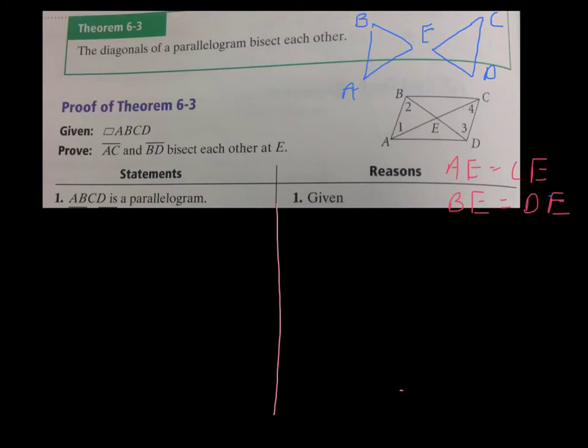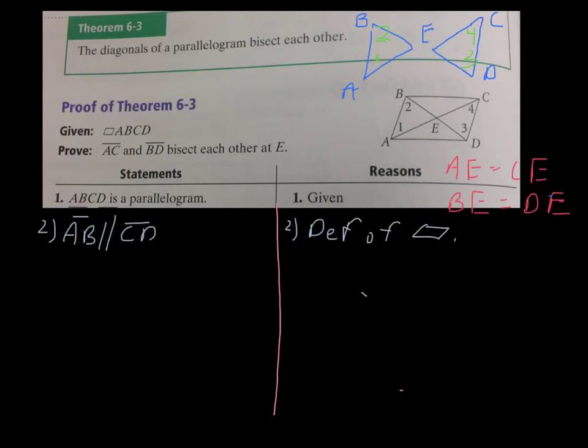Well, if this is given to be a parallelogram, which it is, then we can say angle 1 is congruent to angle 4, and angle 2 is congruent to angle 3, because if parallel lines, then alternate interior angles are congruent. Next, we will say that AB is congruent to CD, because opposite sides of a parallelogram are congruent. Then our triangles will be congruent by angle side angle. All right, let us begin.